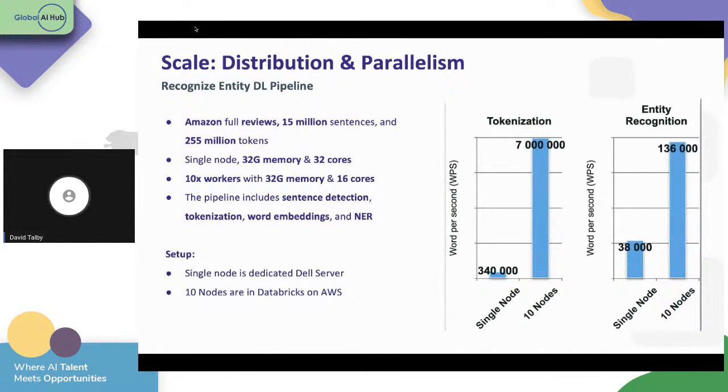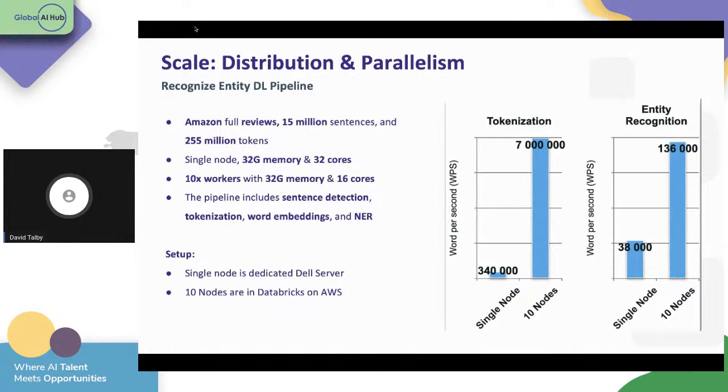Here's just one example of what you can expect from a single node, and then when you scale. So here what we did, we took the Amazon full reviews data sets, so 15 million sentences, 255 million tokens, and we ran a pipeline. We split into sentences, we tokenize, we calculate embeddings, and we run name entity recognition. And as you can see, on tokenization, basically we had super linear speed up. So we go to 10 nodes, but we're more than 10 times faster, because tokenization is trivially parallelizable.